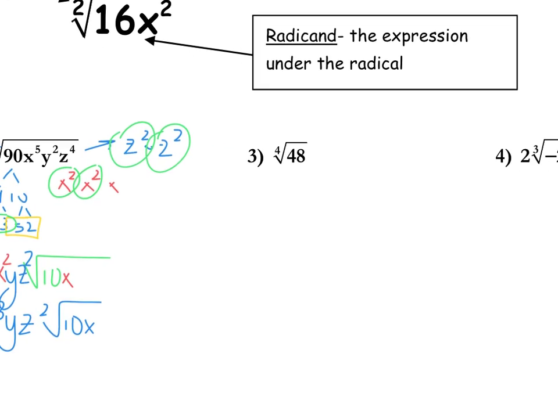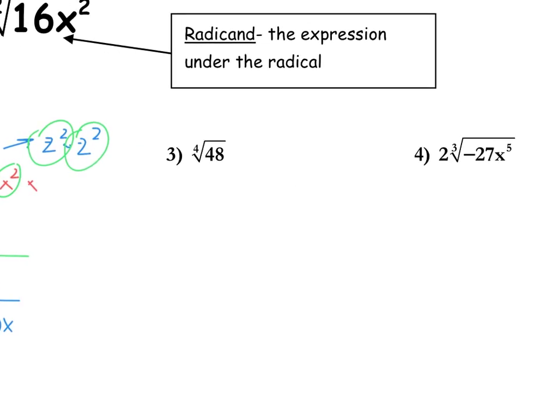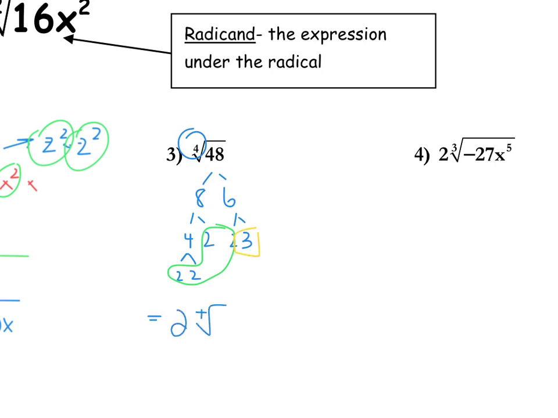Okay, in the next example, just be careful because this is the fourth root. So now you're looking for groups of 4. So if you break this up, let's say you did 8 and 6, 4 and 2, 2 and 2, 2 and 3. I'm looking once again for groups of 4, and then I box my leftovers. So this is 2, fourth root of 3.